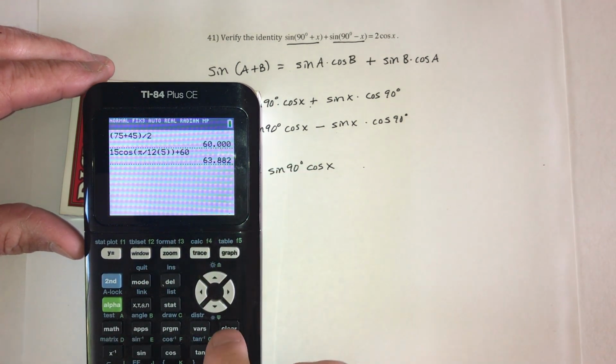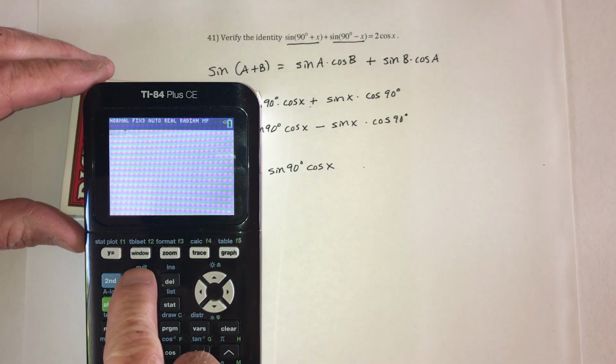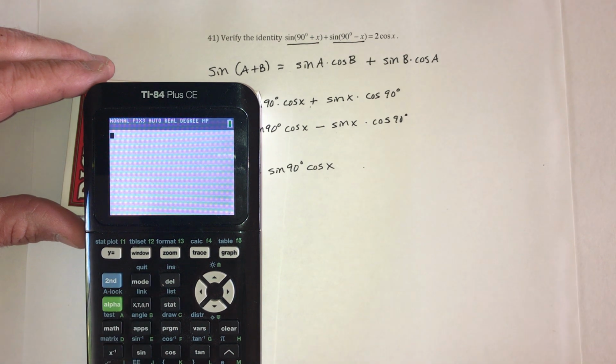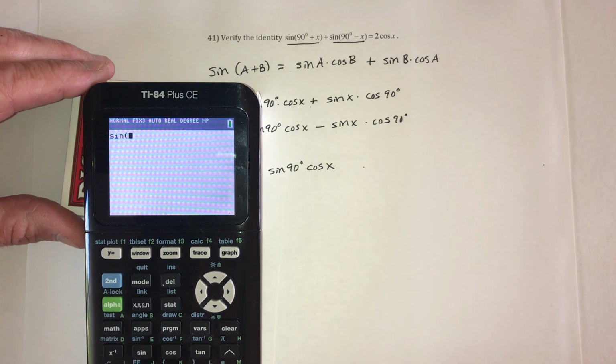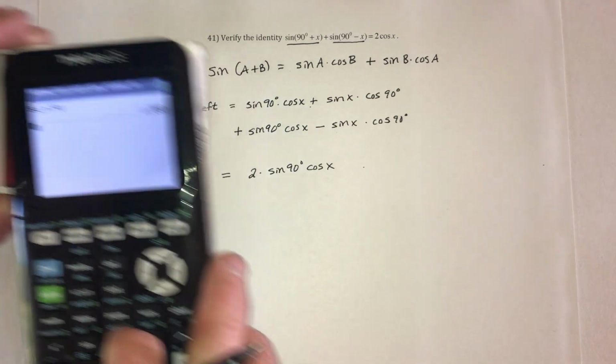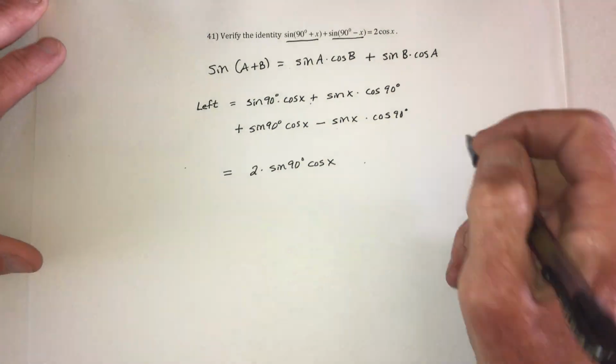Right now this is in radians, so that's something that you always need to be aware of. Is the calculator in degrees or radians? Now it's in degrees. And what's sine of 90 degrees? So it equals 1.